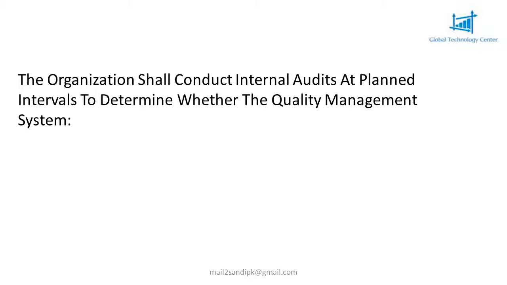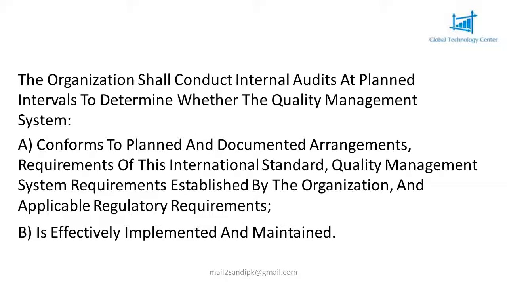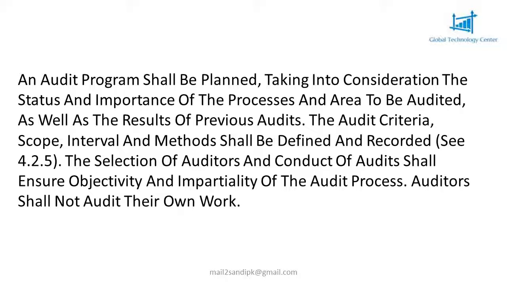The organization shall conduct internal audits at planned intervals to determine whether the quality management system A. conforms to planned and documented arrangements, requirements of this international standard, quality management system requirements established by the organization, and applicable regulatory requirements. B. is effectively implemented and maintained. The organization shall document a procedure to describe the responsibilities and requirements for planning and conducting audits and recording and reporting audit results. An audit program shall be planned, taking into consideration the status and importance of the processes and area to be audited, as well as the results of previous audits.